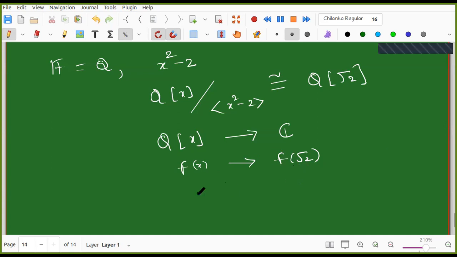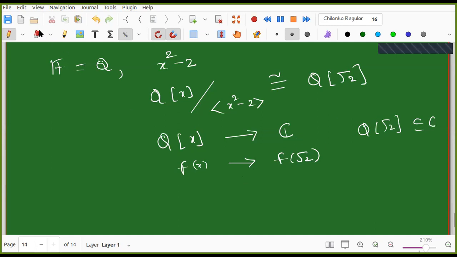What is it I want to say? If I confine to polynomials in root 2, okay, so this Q(root 2) is contained in C. But if you confine to Q(root 2), then it is onto.